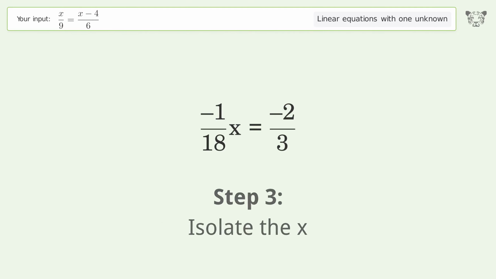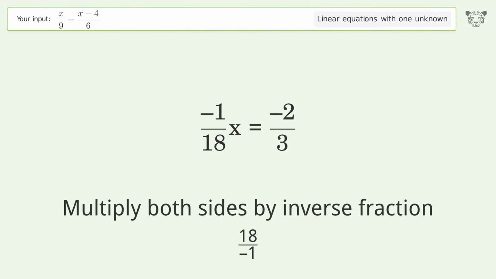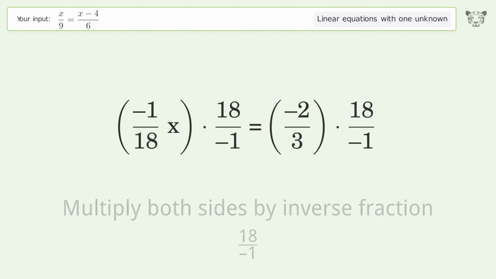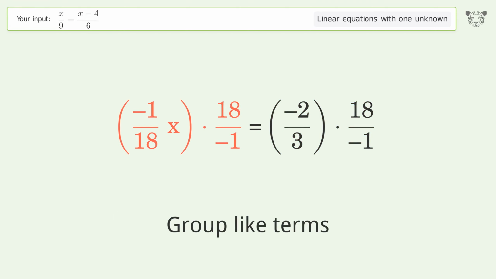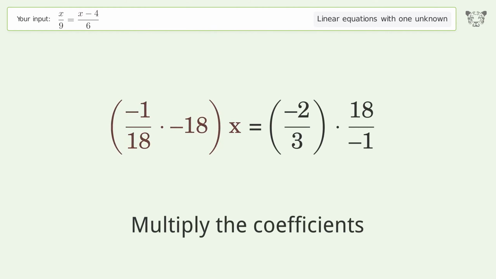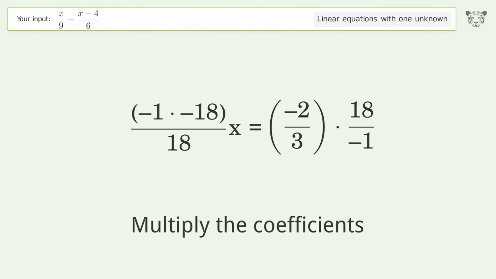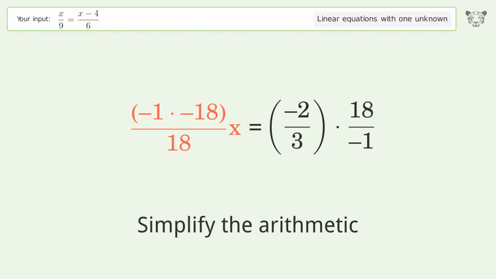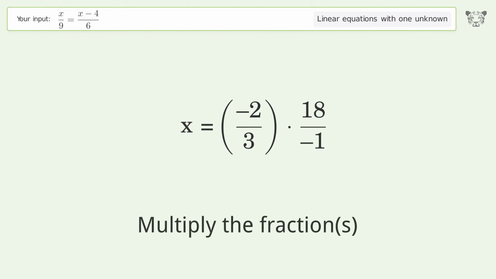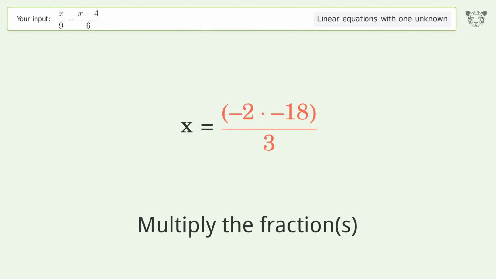Isolate the x. Multiply both sides by inverse fraction 18/-1. Group like terms. Multiply the coefficients. Simplify the arithmetic. Multiply the fractions. Simplify the arithmetic.